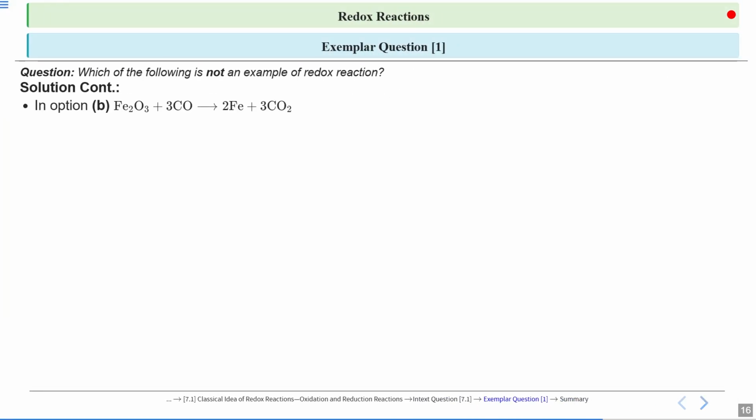Now, in option B, that is Fe2O3 plus 3CO gives 2Fe plus 3CO2, in this particular option, you will find that iron is reduced from +3 oxidation state in Fe2O3 to 0 in Fe. So there is change in oxidation state from +3 to 0. That means there has been gain of electron. That means iron has gained the electrons, and this is the main reason for which we can say that iron is reduced.